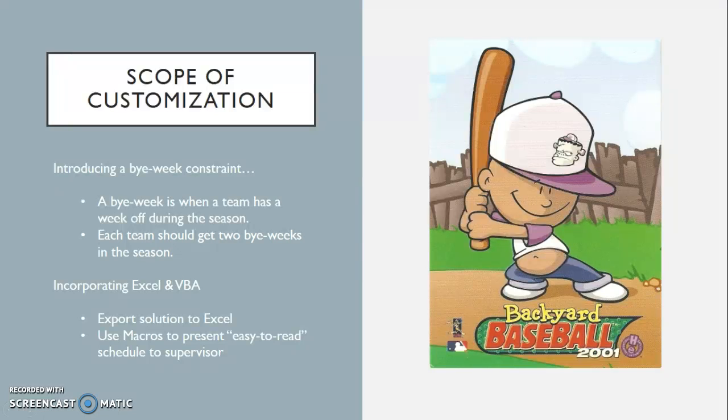However, for my project, I'm going to be customizing this by introducing a bye week constraint. A bye week is when a team has an off week during the season. So I'm going to have each team get 2 bye weeks in the season. This is going to increase the number of weeks in the season and also the number of game slots. And then I'm also going to incorporate Excel and VBA by exporting my solution to Excel and then using macros to present an easy to read schedule to whoever I would present this schedule to.